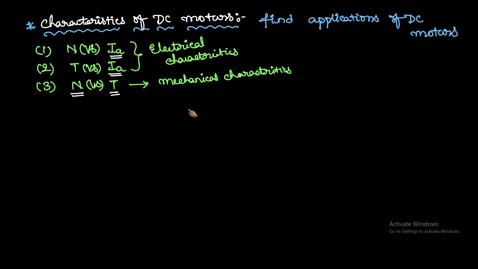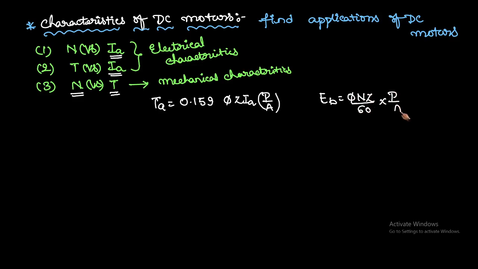Before studying these characteristics, we need some equations to be remembered. We remembered in the last video that the armature torque is given by phi Z Ia into P by A. This is the equation we have already taken. Another equation is the back EMF, which is phi N Z by 60 into P by A. With these basic equations, we are going to study the different types of characteristics.